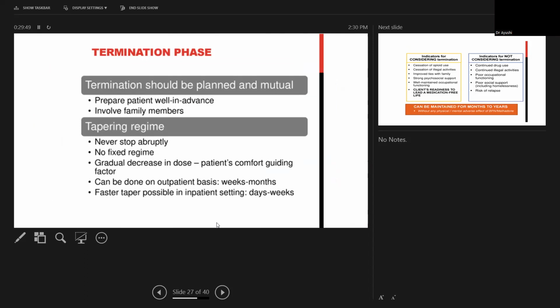You ask the patient to reduce it and stop it, and if he says no doctor, let it continue, you counsel him and the family members. This is also kind of dependence, because if you don't get it, you will go into withdrawal. Counsel before starting it, okay?